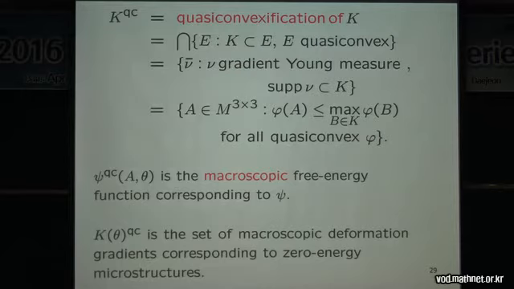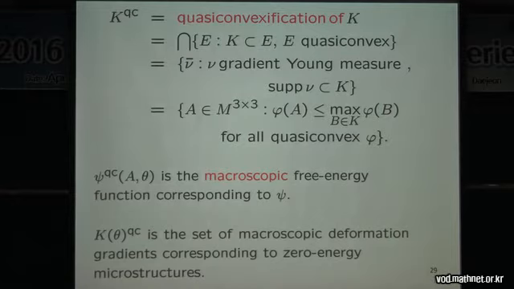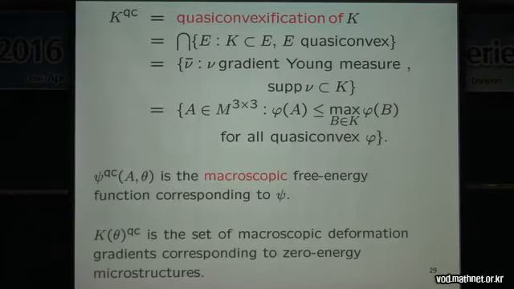Now, the interpretation you should give of psi QC of A is the macroscopic free energy function corresponding to psi. So if you're imagining getting very fine microstructures, but you're looking at a length scale where you don't see all these oscillations, then the gradient you have is now some weak limit of the gradients. Now, what's the macroscopic energy function that you should use? Well, it should be the quasi-convexification of your psi. And we know that Rpsi is not quasi-convex. So this is a different function. And K of theta QC is the set of macroscopic deformation gradients corresponding to zero energy microstructures.